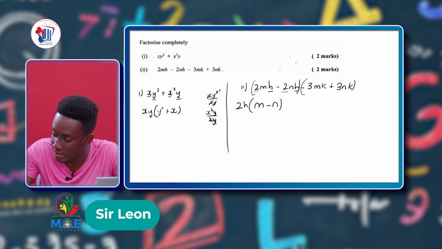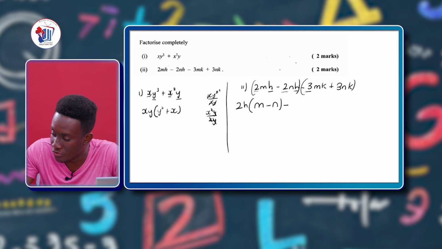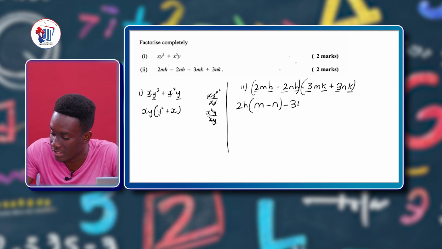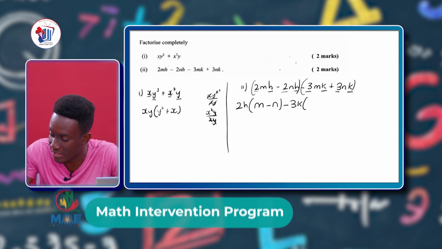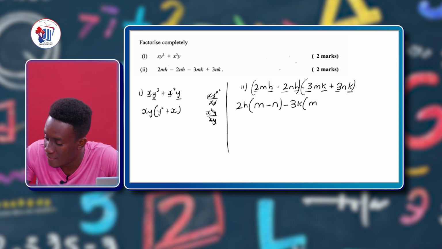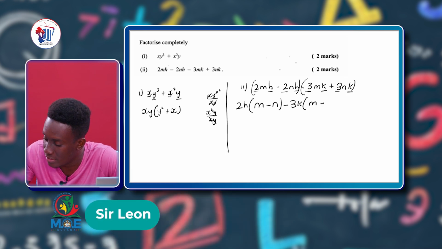And then I look at the second bracket. So I see I have a negative here, so I'll factor out that negative first of all. And then I see I have the number 3 common, so I'll factor out that 3. Then I see I have the variable k in common, so I'll factor out the k. So when I factor out the negative 3k from the first term, I'll be left with a positive m. And when I factor out the negative 3k from this term, I'll be left with a minus n.